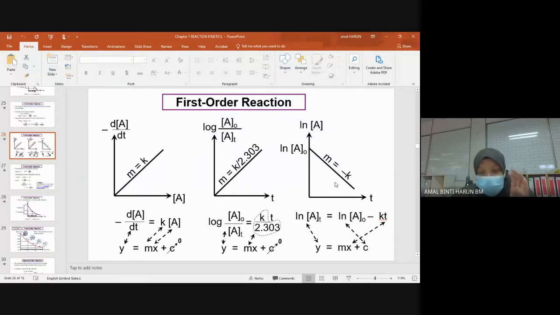Tapi kalau data A versus T yang diberi, you buat ln A versus T, tiba-tiba tak dapat garis lurus, maka dia bukan first order. Okay? So ingat semalam kita dah tentukan order mengikut unit K. Kemudian kita tengok berdasarkan half-life tadi. Half-life yang makin pendek adalah zero order. Half-life yang constant, first order. Half-life yang makin panjang adalah second order.